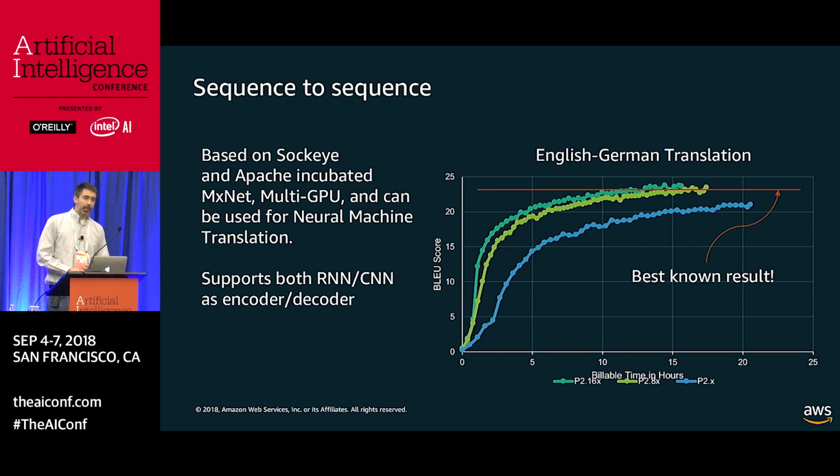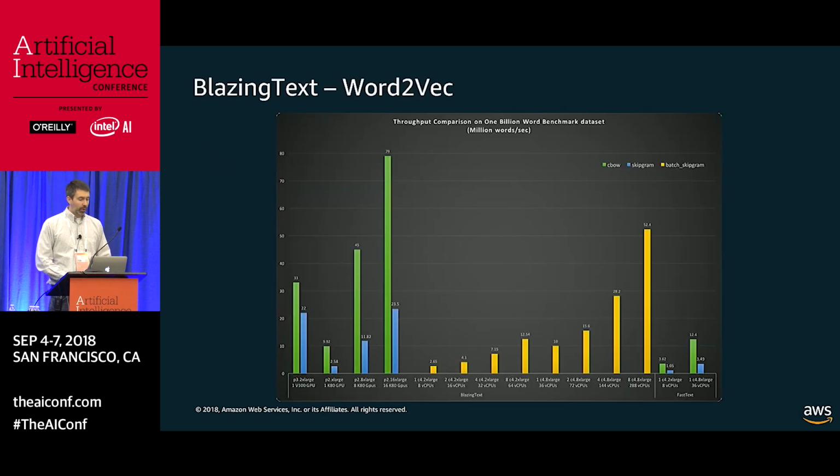Sequence modeling. So this is based on Sockeye. Sockeye is an open source package that Amazon released for neural machine translation. This sequence algorithm can be used for neural machine translation, obviously. It can also be used for other things. So document summarization is one use case that people also use sequence to sequence for. Here again, it can support multi-GPU training, and you can use RNN or CNN as the encoder-decoder framework. So very flexible implementation there.